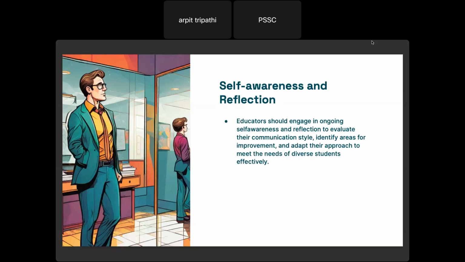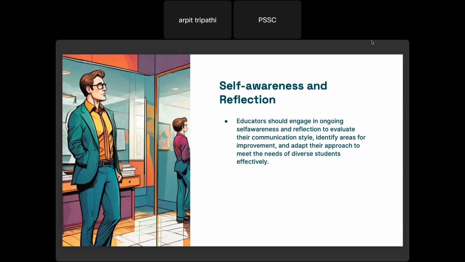So, overall, self awareness and reflection empowers you as a teacher or as an educator or as a knowledge sharer, your teaching effectiveness. It promotes student engagement and success, cultivates positive relationships, and fosters personal and professional growth in themselves and their students. So this is something which is in the self-awareness and reflection.